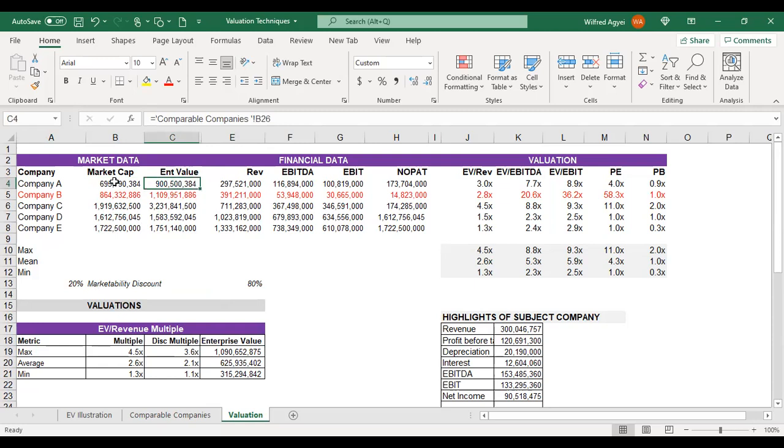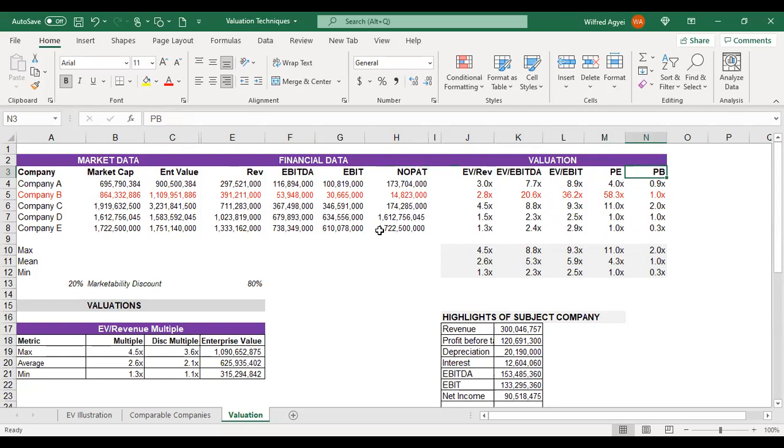The reason I brought the market cap and I didn't go straight to the enterprise value is that when we get to the book value, we will be using the market cap. Remember, that is an equity value multiple. So we would also need the market capitalization here. And then the financial data, where we have the revenue, the EBITDA, EBIT, and net operating profits after tax, for all of these companies, from company A to company E. After getting this data, you work on the valuation multiples: enterprise value to revenue, enterprise value to EBITDA, enterprise value to EBIT, PE ratio, and then price to book ratio.